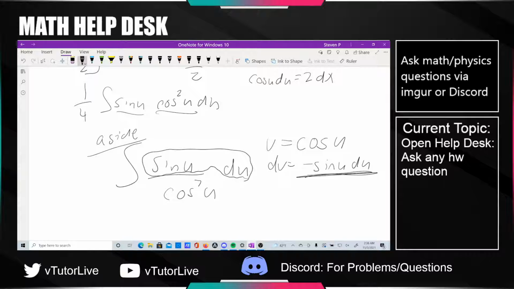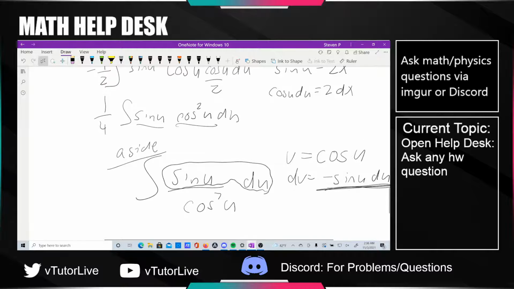In fact, that's probably how you integrate tangent, right? Now that I think about it, tangent is just sine over cosine. It's probably just a simple u sub. Okay, so that's an aside. I want you to be super confident when you're seeing a single power of sine with any integer power of cosine.